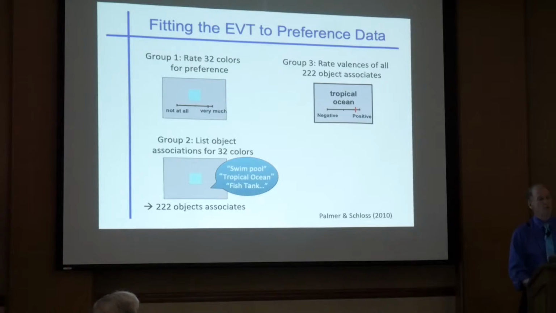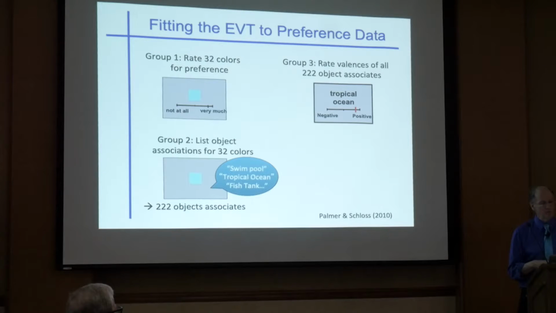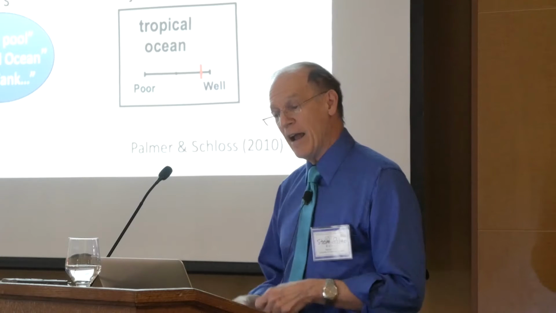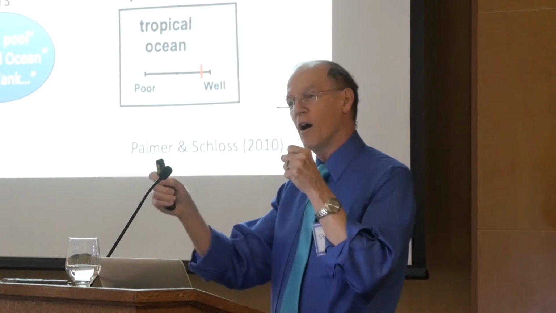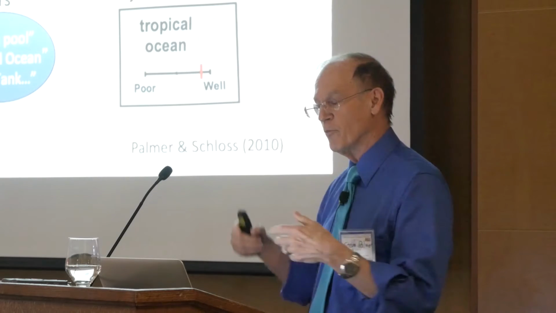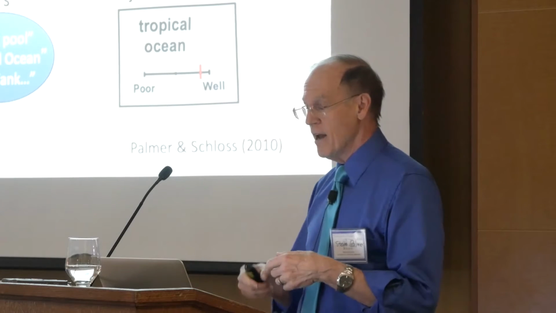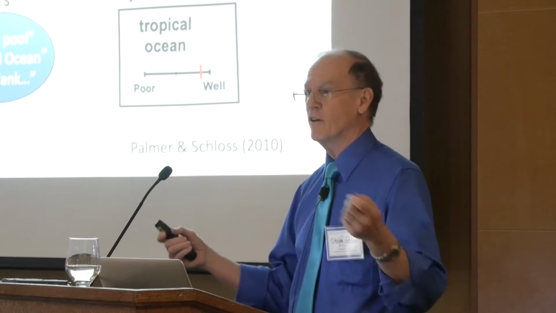Then we get a third group who comes in, and we just give them the verbal labels of the object associations and ask them to rate the valences. How much do you like those things? How much do you like tropical oceans? How much do you like fish tanks? How much do you like swimming pools, etc.? And then we get a fourth group to come in, and they're asked to rate the match between the object descriptions and the colors. So here we show them the blue patch that elicited the description of tropical ocean, and we say, how good a match is this? From very good to not very good.